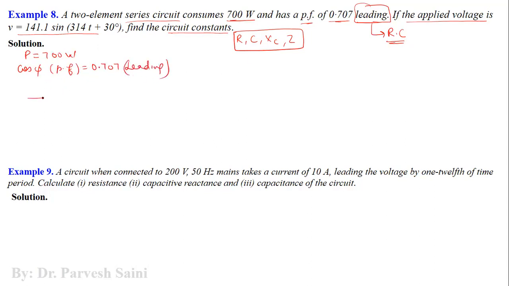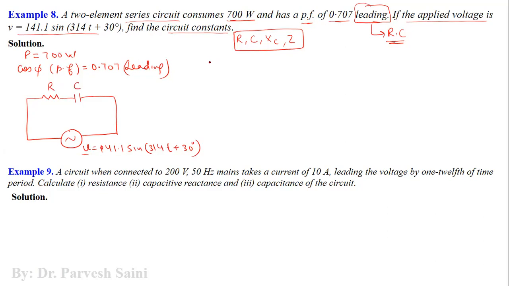So let us draw this one. You have a resistance and a capacitor connected to one another in series across an AC source. The value of the voltage is V, which is equal to 141.1 sine 314t plus 30 degrees. This is the value of this voltage. R is not given, and C is also not given, so let us try to find out.